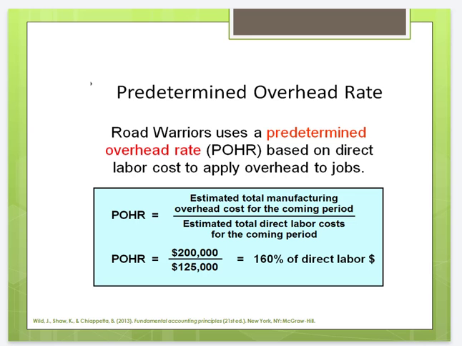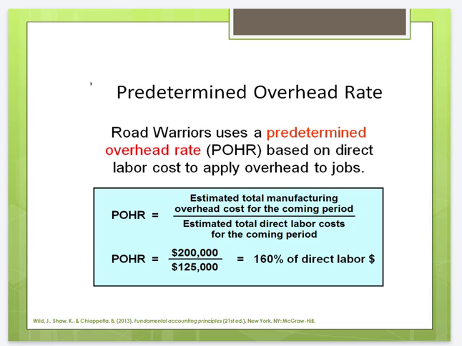Now, let's look at an example. Here we have a company called Road Warriors that wants to establish a predetermined overhead rate so that they can allocate overhead to jobs. Now, the base that they're going to use is direct labor cost. That's a fairly common base. All companies are going to have to choose some sort of base. Most of them are going to choose something along the lines of direct labor cost, direct labor hours, maybe even machine hours. In this example, they're using direct labor cost.